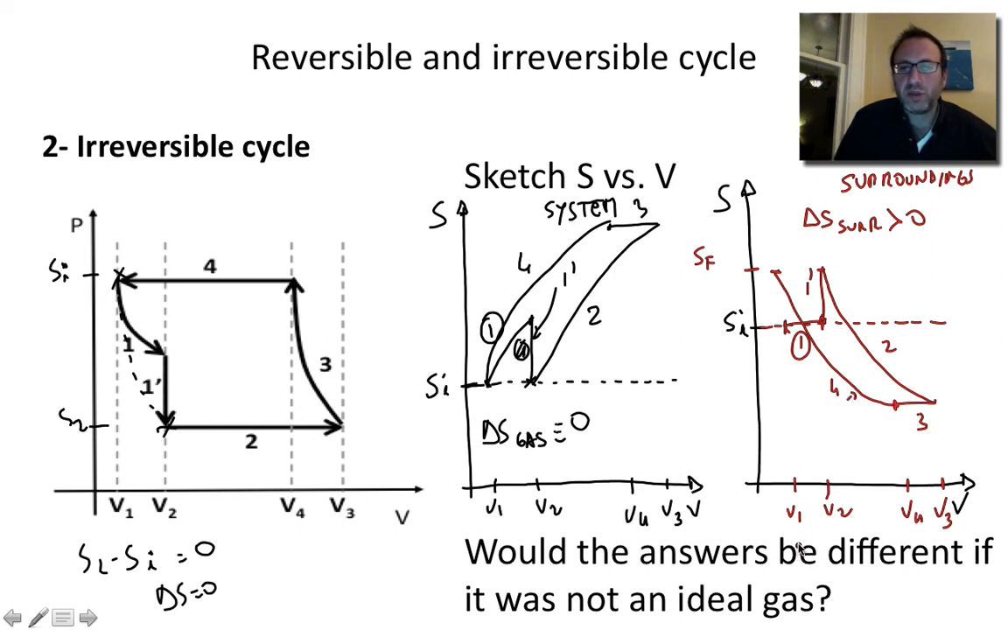Would the answers be different if it was not an ideal gas? Well, the shapes of these curves may be different, but in the end, I've never really used the fact that we're dealing with an ideal gas here. So the shape of the curves would be different, but the answers, generally speaking, would not be different.